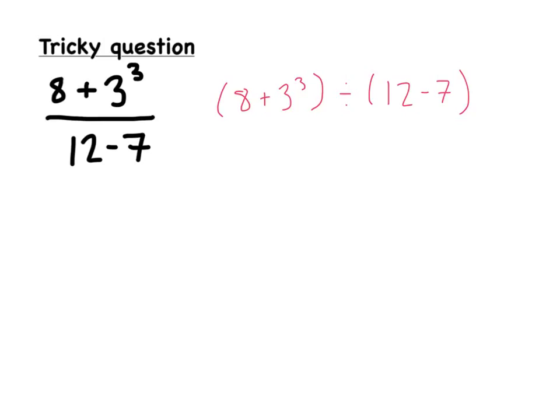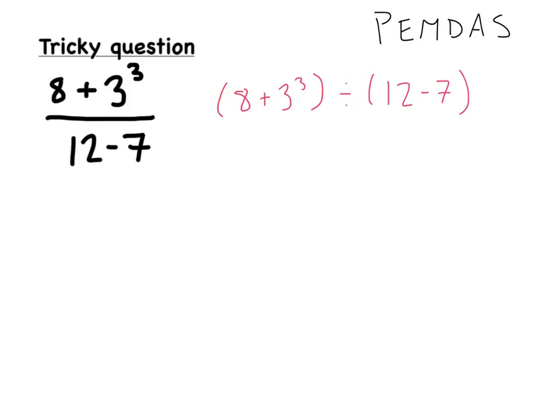So, if we remember our PEMDAS: parentheses, exponents, multiplication, division, addition, and subtraction. So, the very first one, parentheses. We have two parentheses. We have parentheses here of 8 plus 3 to the third, and another parentheses of 12 minus 7. So, let's look at the first parentheses first.